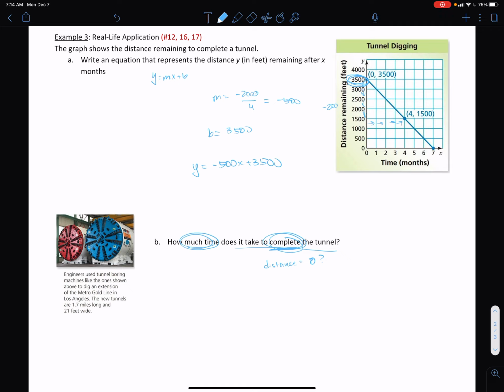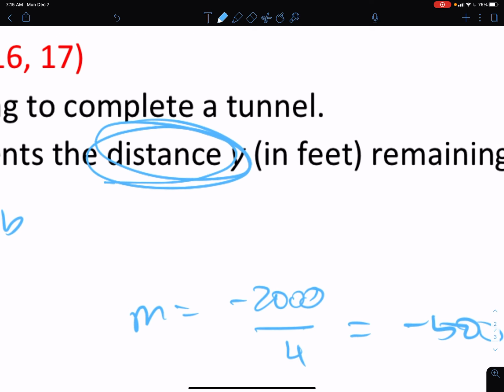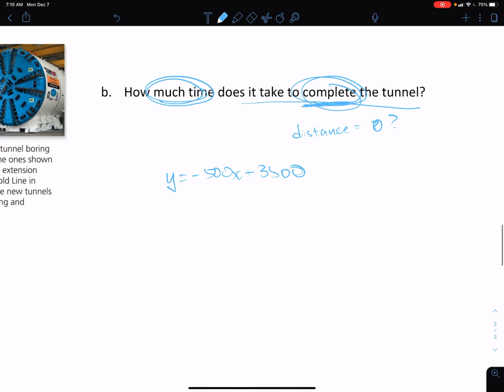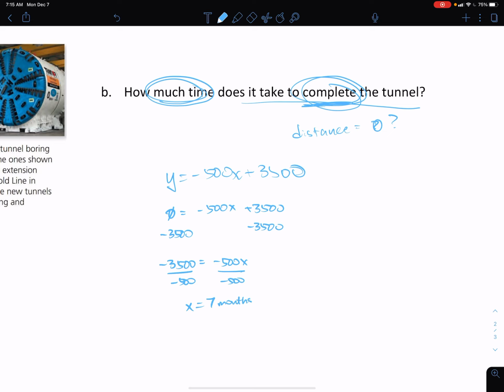So there's two different ways you could do this. If I want to see what distance is equal to 0, one way is to use the equation. y equals -500x plus 3,500. Distance is y in feet. So I'm going to plug in 0 equals -500x plus 3,500. You solve for x. Then you divide by -500, and you get x is equal to 7 months. That's one way you can do this.